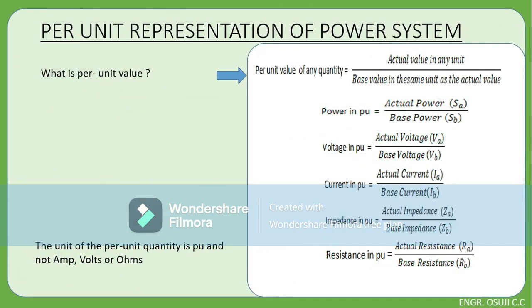Now, mathematically, the per unit value of any quantity can be defined as the ratio of the actual value in any unit to base value in the same unit as the actual value. What do we mean here? We consider, for instance, if we talk about the per unit value of power, it is going to be the actual power, which we abbreviate as SA, all over what? The base power, which we abbreviate as SB.